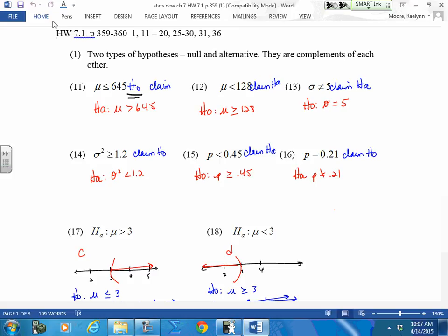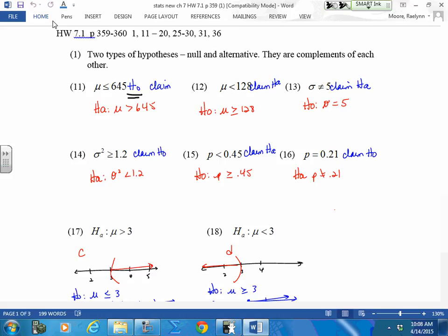Its complement is everything but that. It's the opposite of this. It would be the mean is greater than 645. The HA cannot contain the equal sign. The HO contains the equal sign.